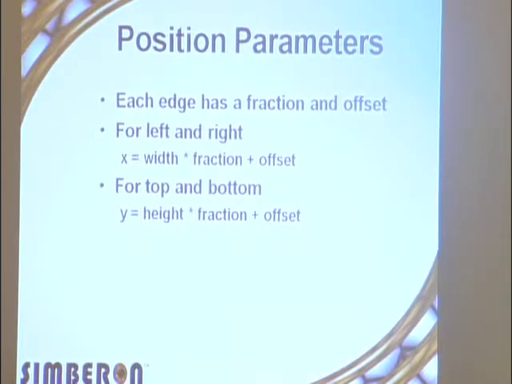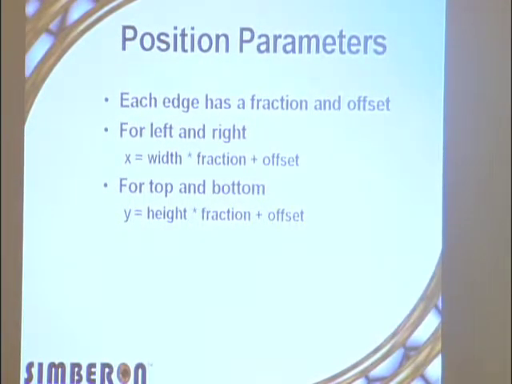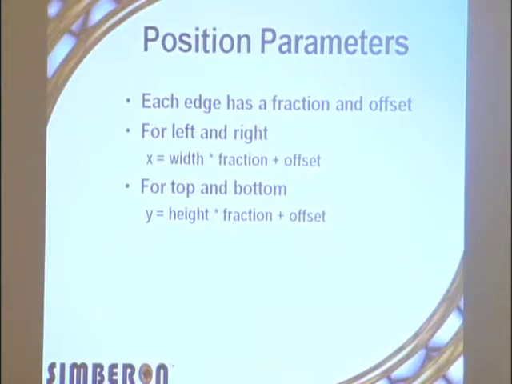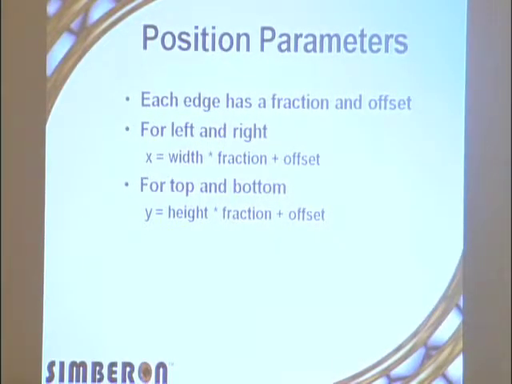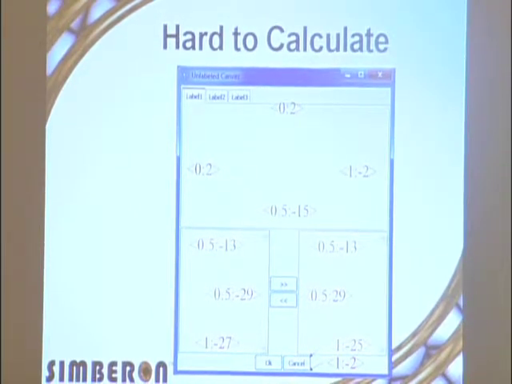So the idea is to calculate where this border is. You take the width of the window, if you're positioning left and right, multiply by the fraction, and add the offset. For top and bottom, you take the height of the window times the fraction plus the offset, and that tells you what pixel that edge is going to be at. And the problem is that those fractions and offsets can be rather hard to calculate, especially if you want to have a nice looking layout.